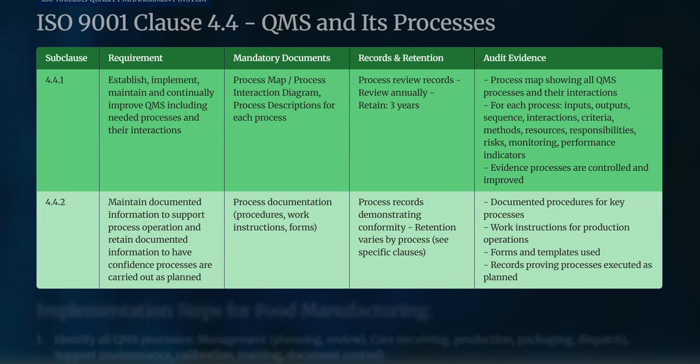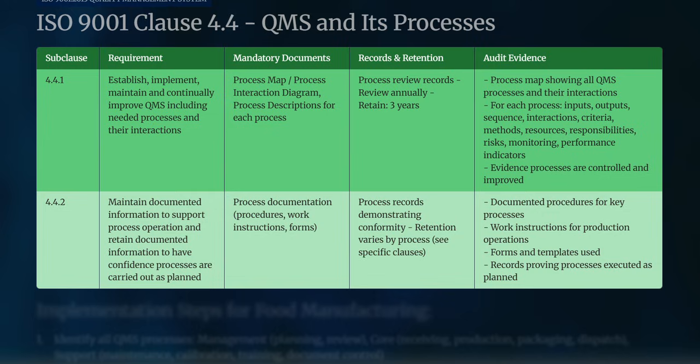And for subclause 4.4.2, it requires you to maintain documented information to support process operations and retain documented information to have confidence that processes are carried out as planned. The required documents here: you need process documentation, including procedures, work instructions, and forms. For the records, you need process records demonstrating conformity, and retention varies by the process. So you need to see the specific clauses.